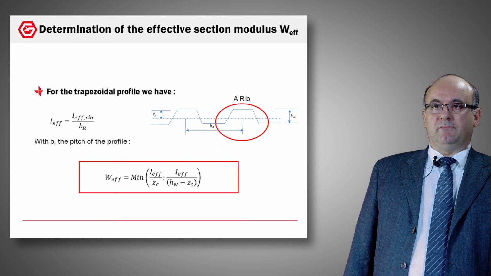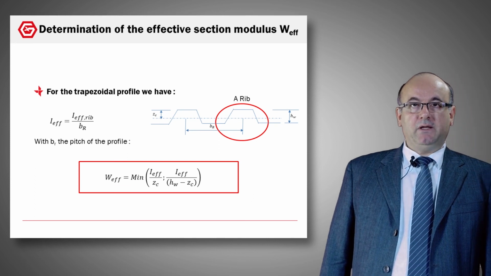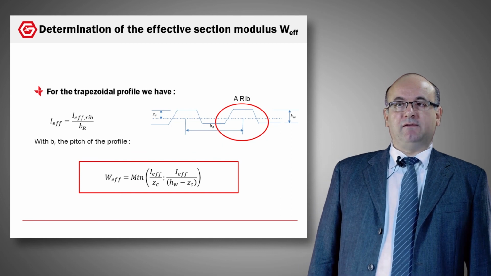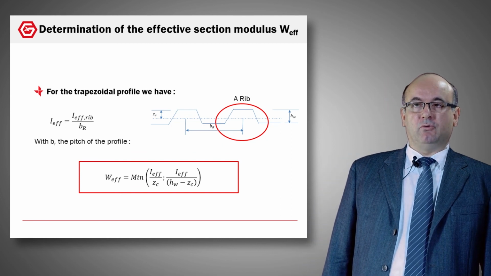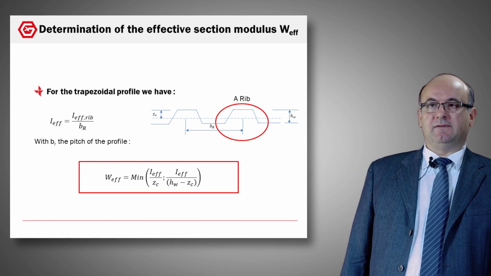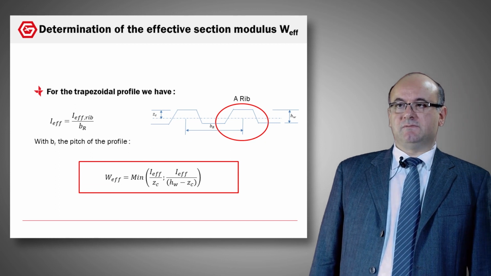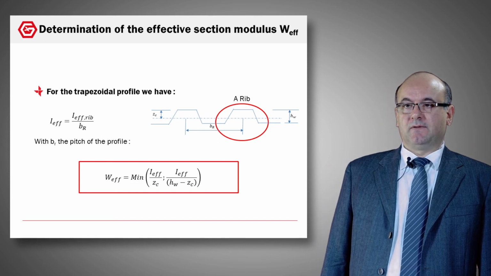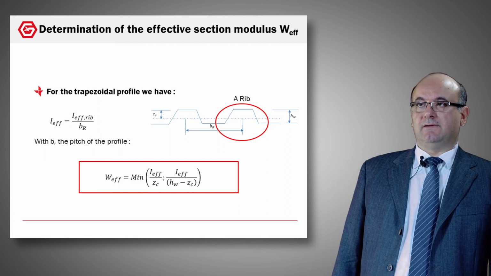Okay, we now know the effective inertia of the profile by rib, and we would like to know the effective inertia of the profile by unit of length. So we divide I effective by rib by B, and this B is the distance between two consecutive ribs. And now we are ready to calculate W effective.